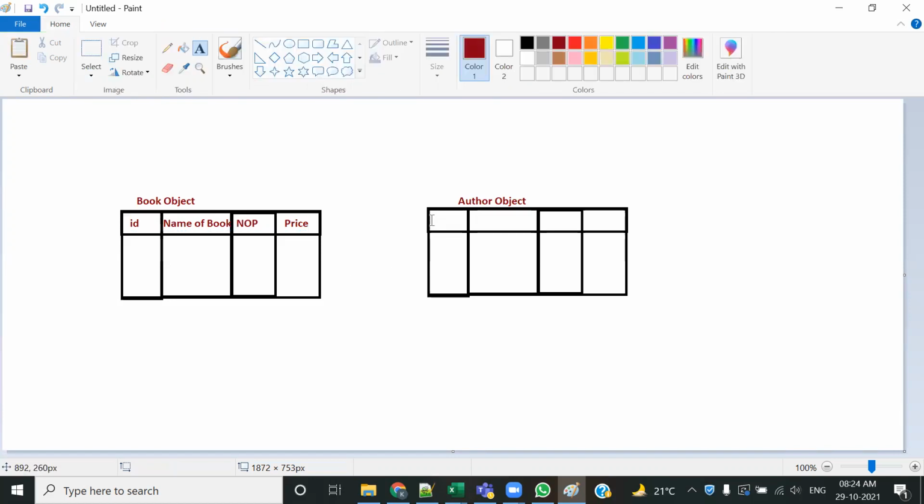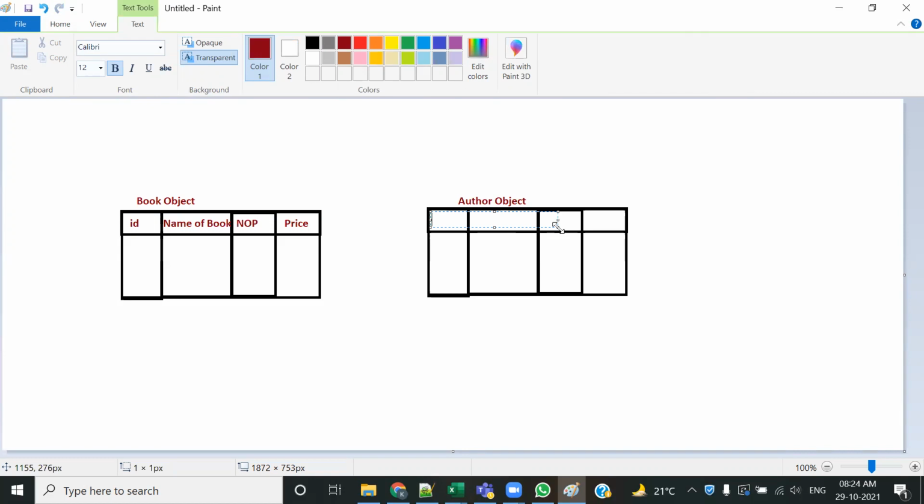Let me go to the author object. The author object also has a few fields. So let's understand how to create the relationship first. The author has an ID, and then name of the author, and then location of the author. The rest I'll leave for now and fill in later.